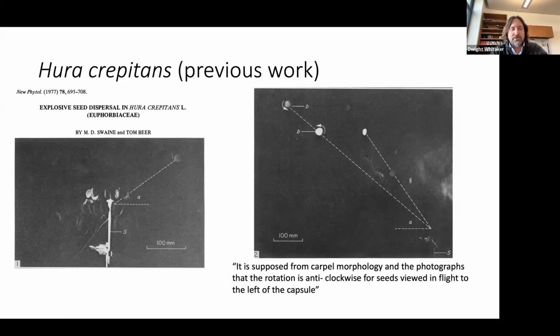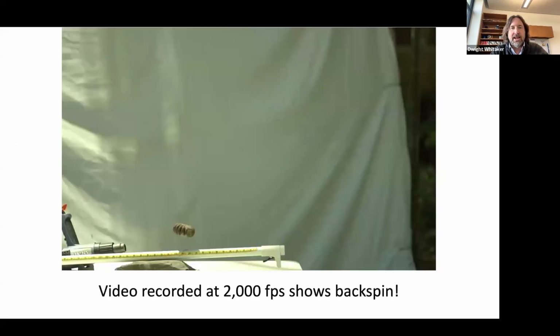So this was all the impetus we needed, not that you need much, to plan a trip to Costa Rica where we, through connections, found access to one of these trees and to bring our high-speed video cameras with us, because it's easier to bring the cameras across borders than it is to bring biological material, and record the launch of these fruits from this tree.